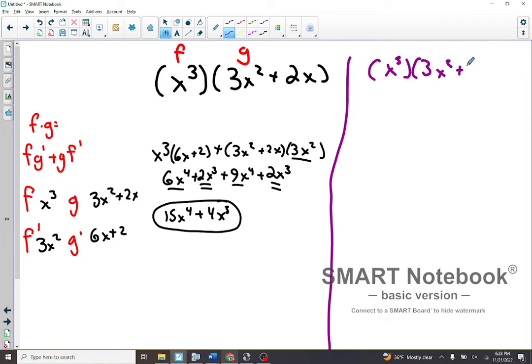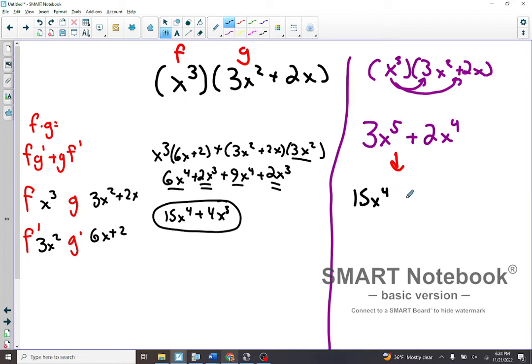3x squared plus 2x. What I could do is take these numbers and just distribute first. So x cubed times 3x squared will be 3x to the 5th, plus 2x cubed times x is 2x to the 4th. And then I derive each one. So I'm going to derive. So that's going to be 15x to the 4th plus 2 times 4, 8.